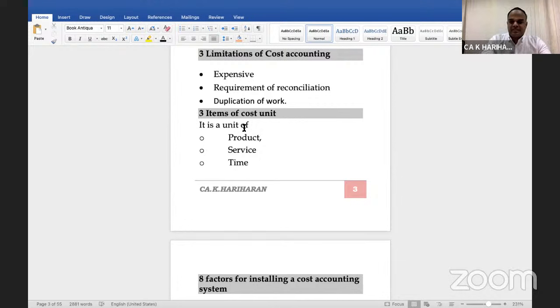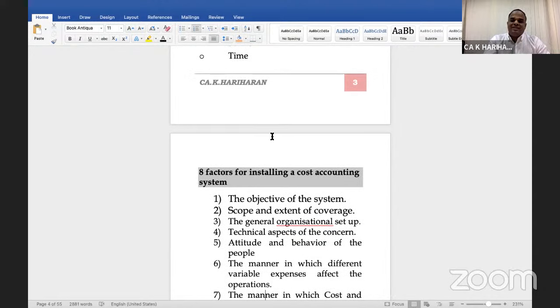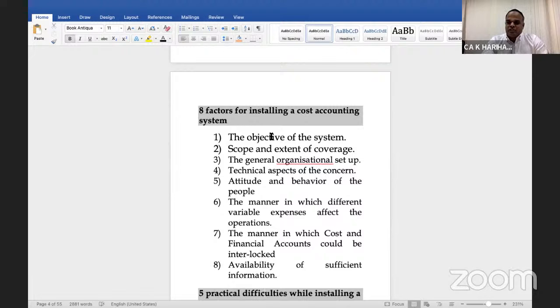Factors for installing cost accounting system. Why we need a cost accounting? Before that, if you want to install, what are the factors you have to consider? There are 8 factors for the purpose of installing the cost accounting.